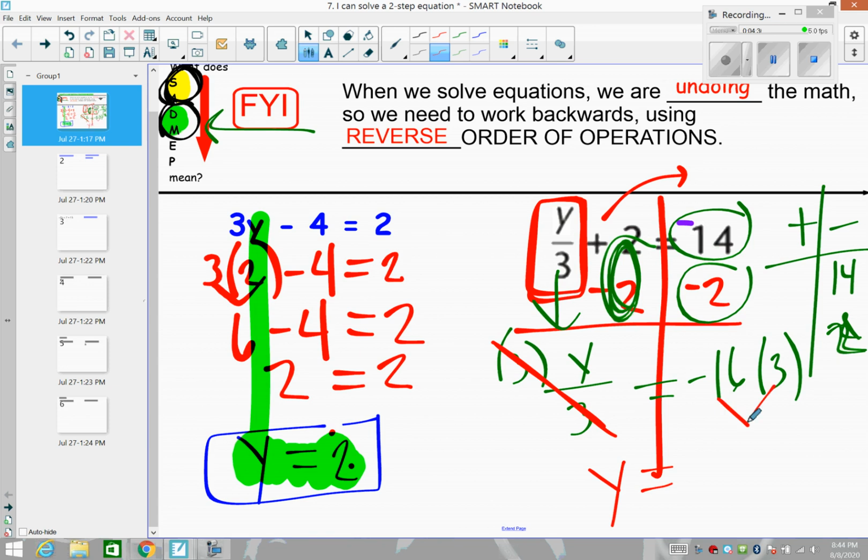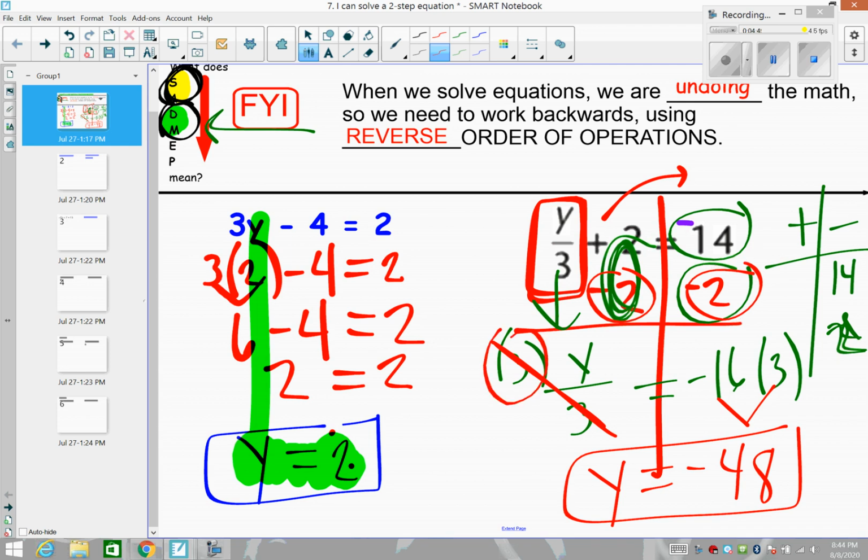And then on the right-hand side, we end up with a negative 48. You're welcome to use a calculator on that if that's a little tricky. So there are the two steps. First thing we did is we subtracted 2, copy, paste. And then we multiplied nice and high by 3, copy, paste.